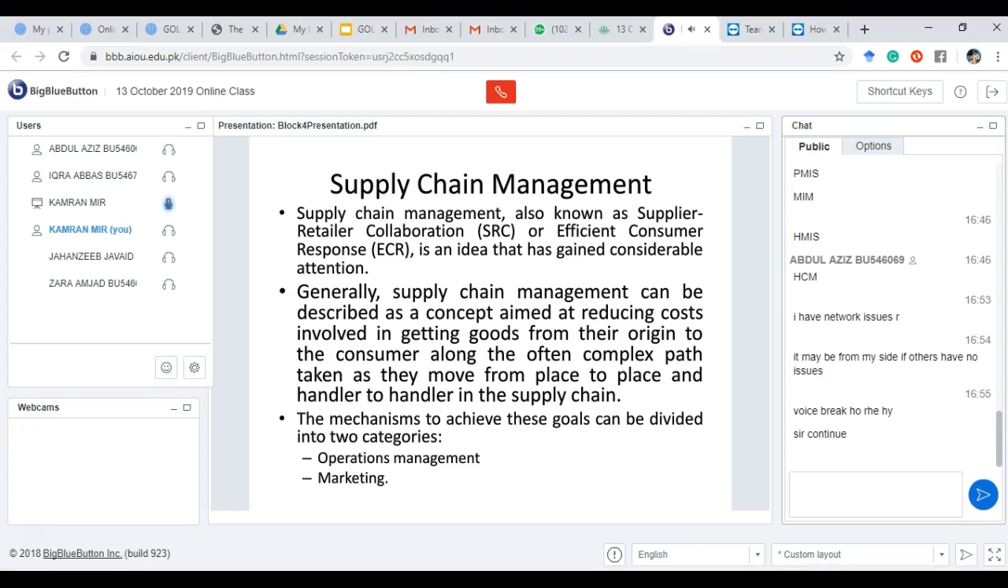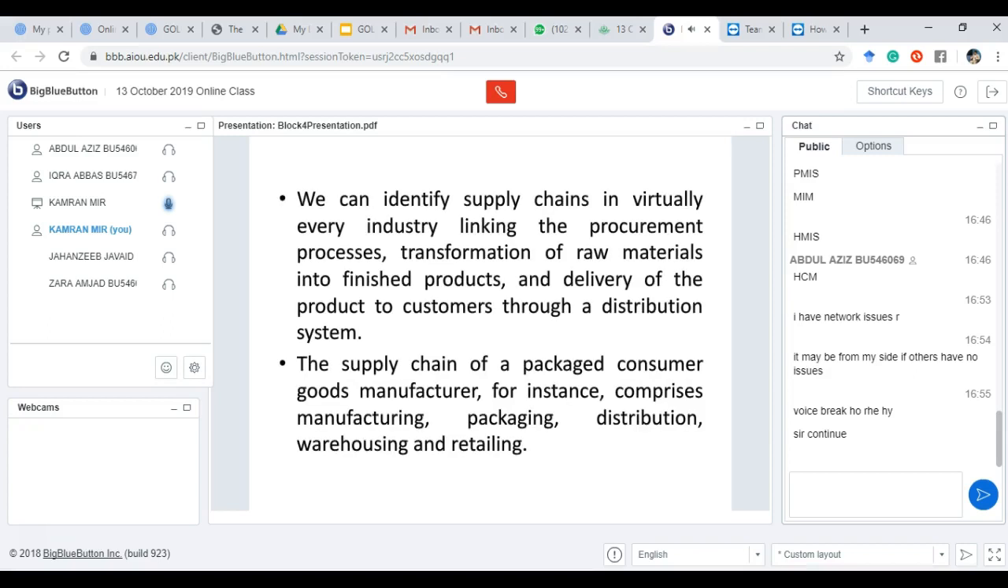Operation management is again talking about the whole procedures involved within the company. Firstly, how you can shorten them, how you can reduce the cost, how you can make them more effective. Marketing, obviously, is capturing the market and advertising more for the customers, and that will eventually impact your company in terms of increasing your supply chain for the customers.